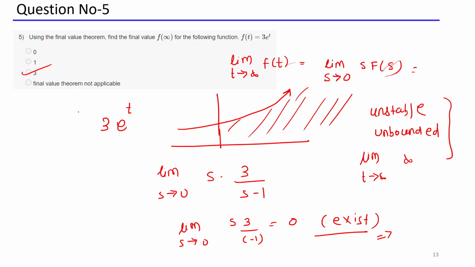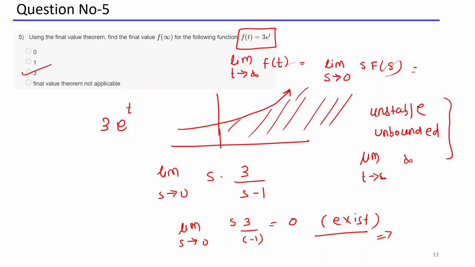Sir, could you please explain it? See sir, first of all there are some conditions before applying the initial value theorem and final value theorem. The initial value theorem is applicable only for a minimum phase system. In the later stages of control systems, you will get to know what a minimum phase system, a non-minimum phase system, and an all-pass system are. A minimum phase system means all the poles and zeros lie in the left half plane. So you have to check that condition first. Secondly, the final value theorem is only applicable for a stable and bounded signal.